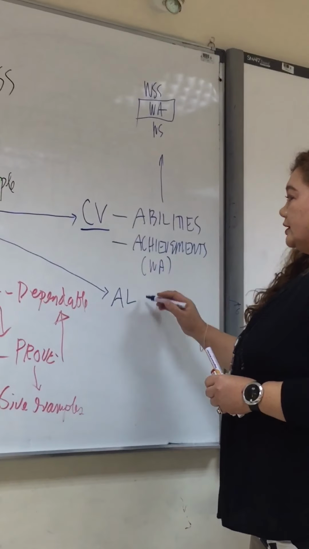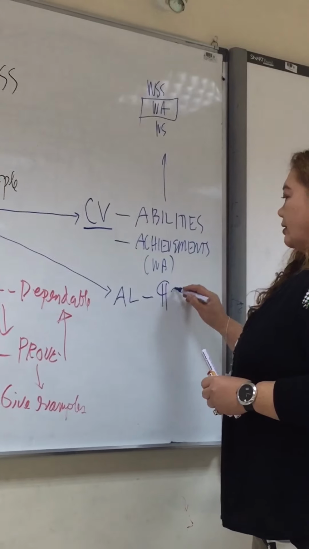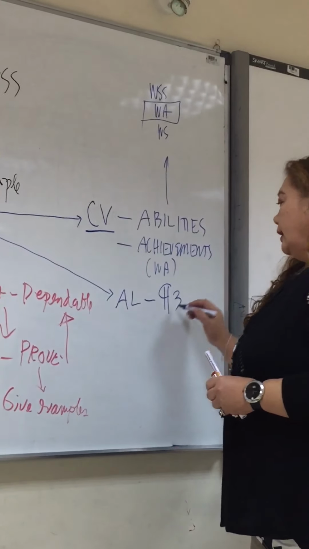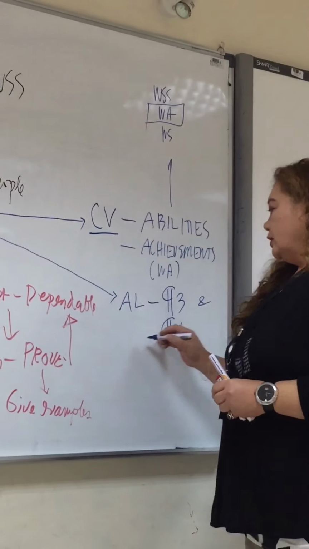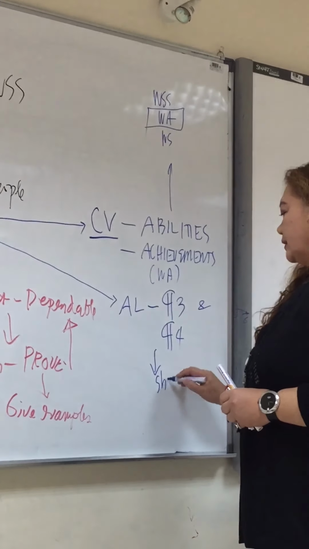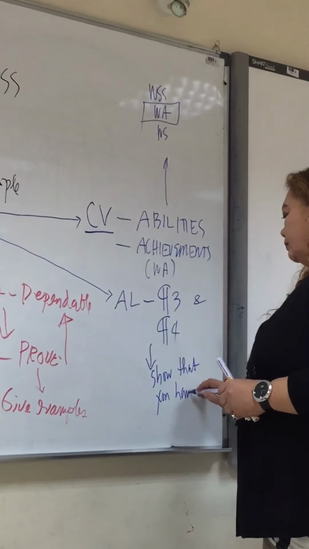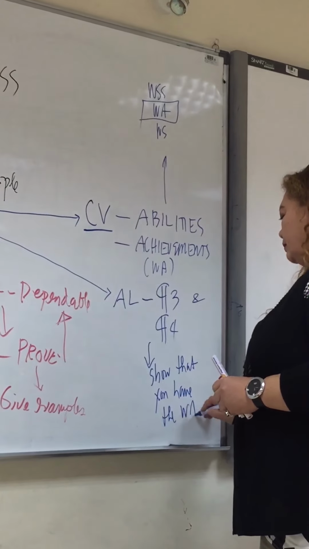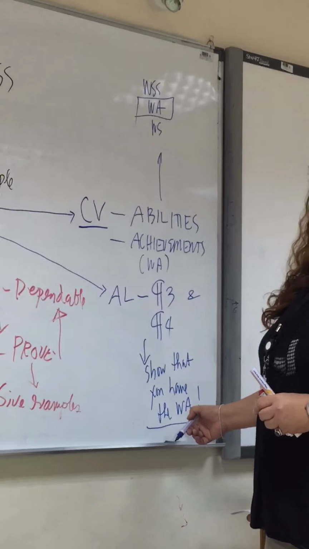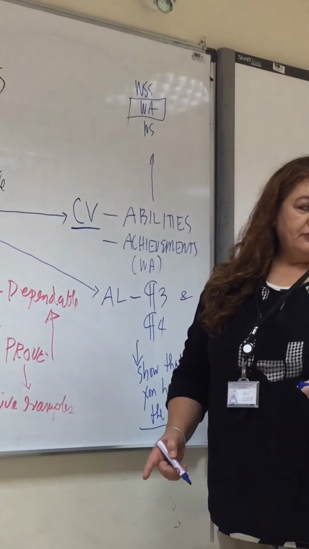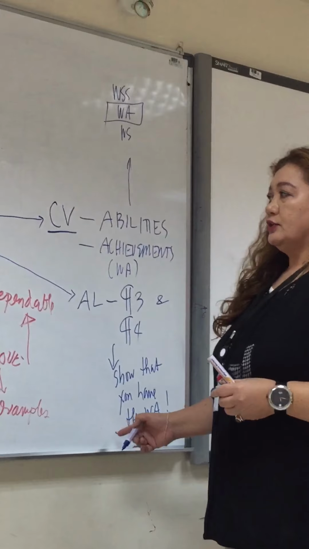Next, for these examples also, you will be using them in your application letter. So where do you use this in your application letter? This will be found particularly in paragraph 3 and in paragraph 4 because these are the paragraphs where you are supposed to show that you have the WA. And I say this with an exclamation point just to emphasize that you need to know how these WAs work in your application letter.